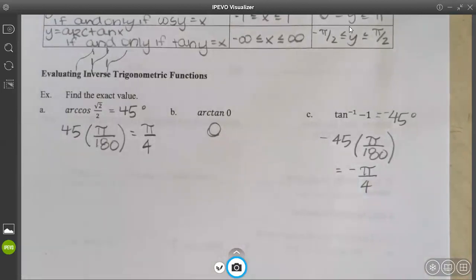Yep. Any way that you can see it on that unit circle, you used it. But again, if they ask you to put it in terms of pi, put your calculator in degree mode, find the degrees, and just convert to radians. It's not that hard. Yep. All right.